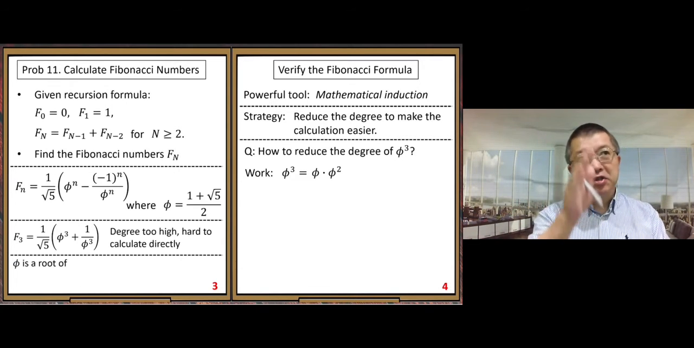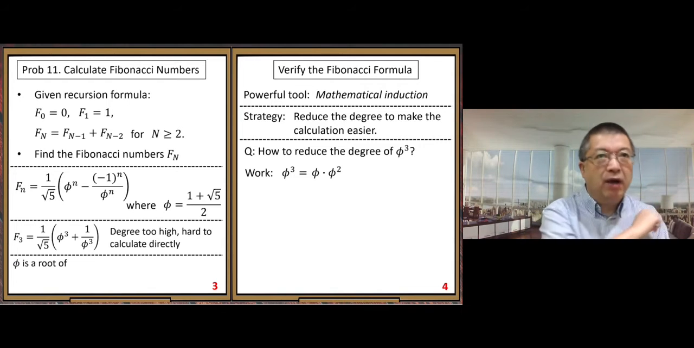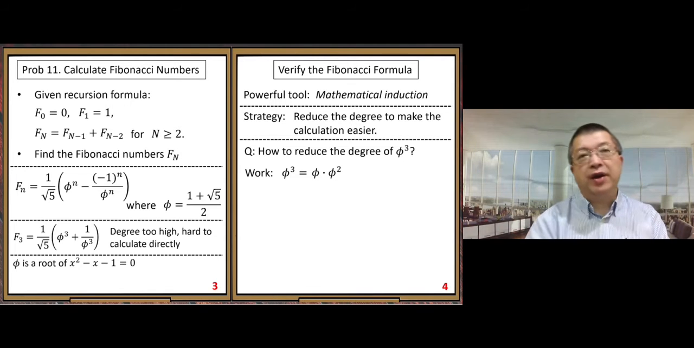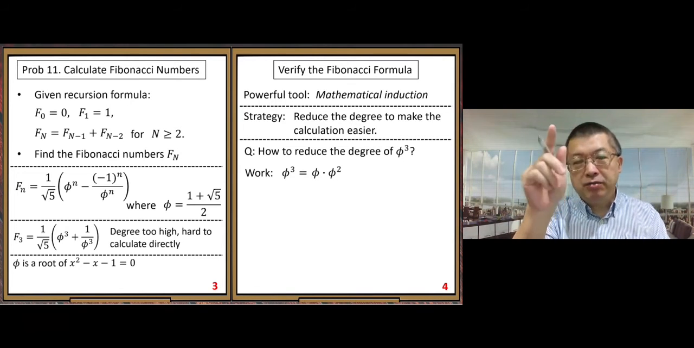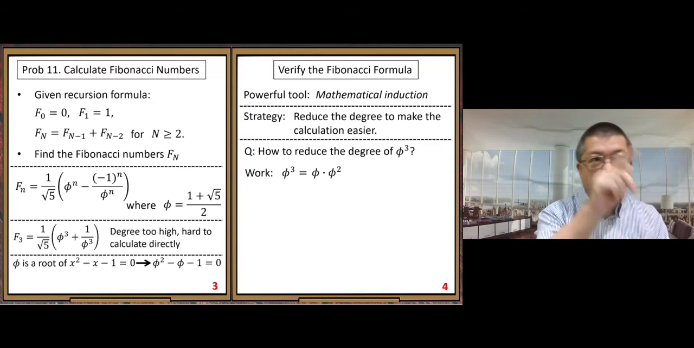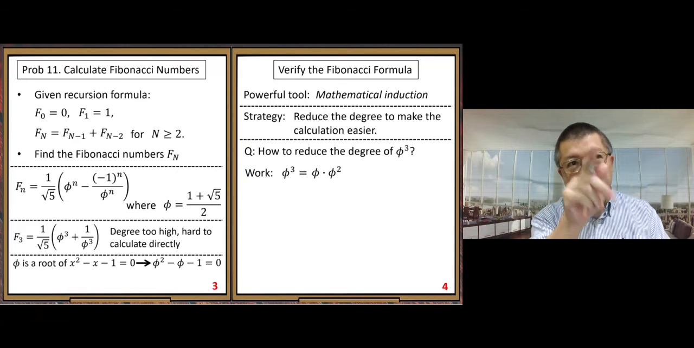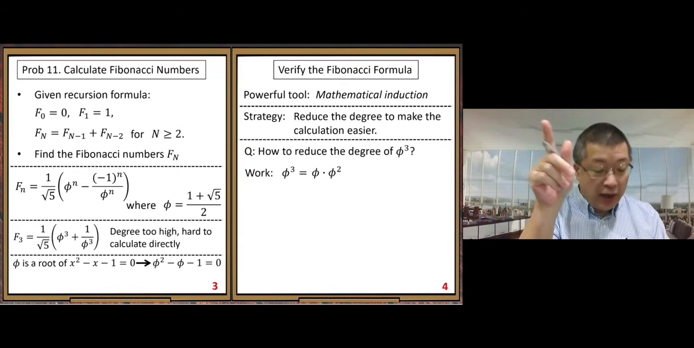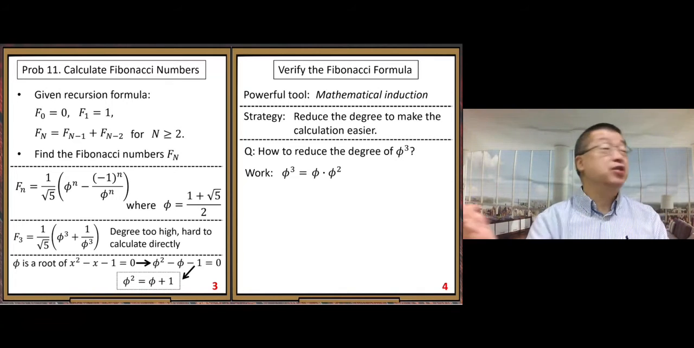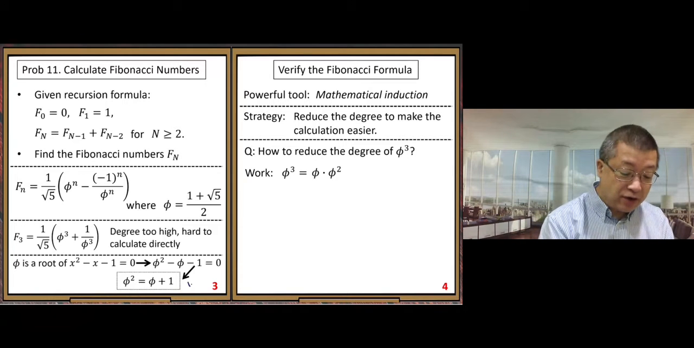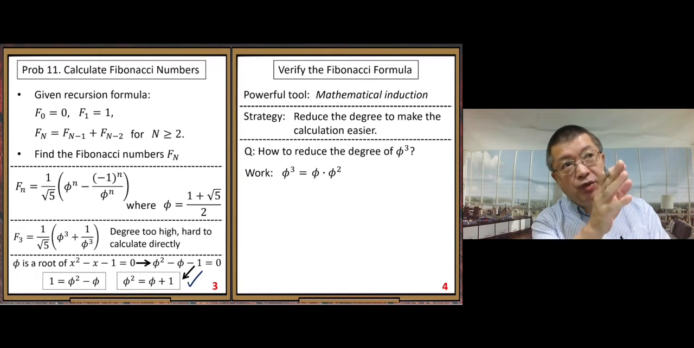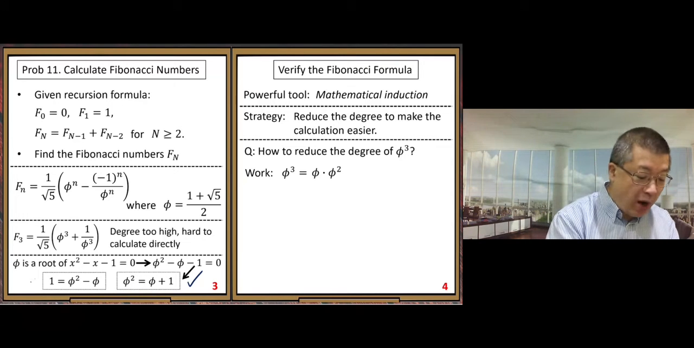Then let's use some special property of phi. We know phi is a root of this quadratic equation, x squared minus x minus 1. So when we plug in phi, we get phi squared minus phi minus 1 equals 0. And we can rewrite this equation as phi squared equals phi plus 1. Okay? So that is our first property. But we can also write 1 equals phi squared minus phi, the second property.